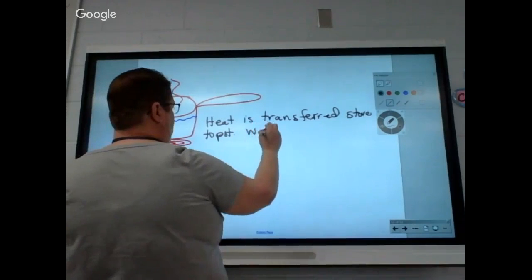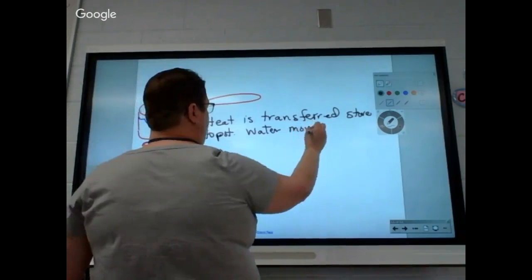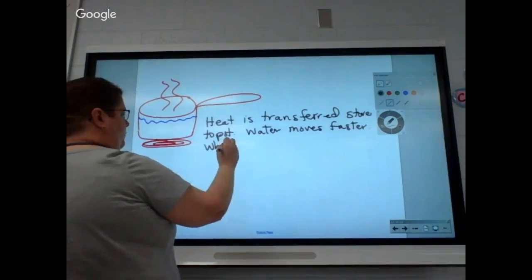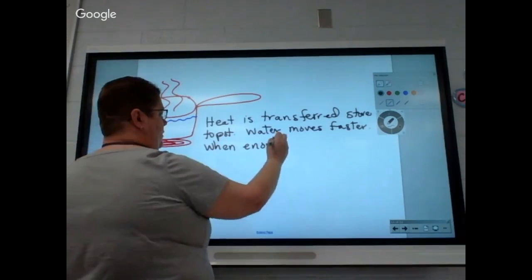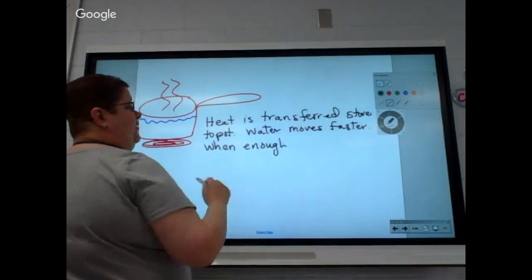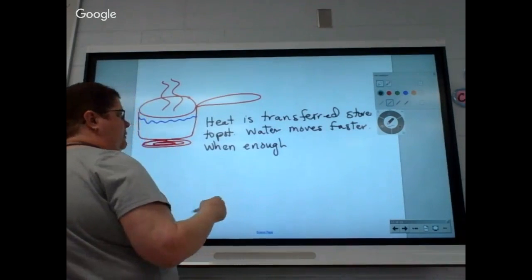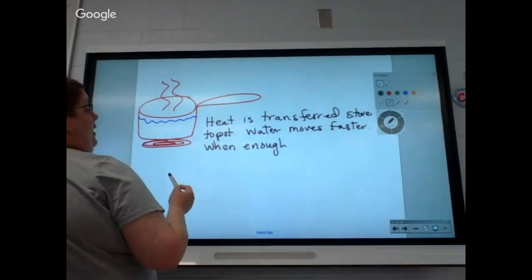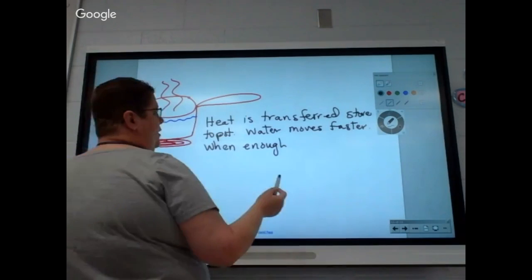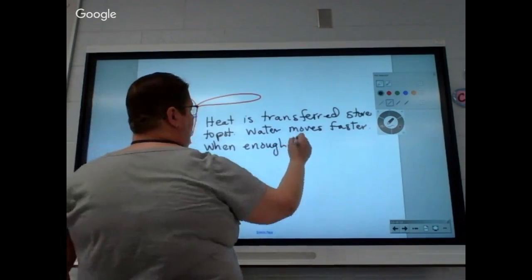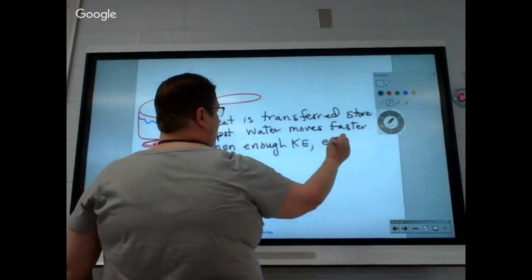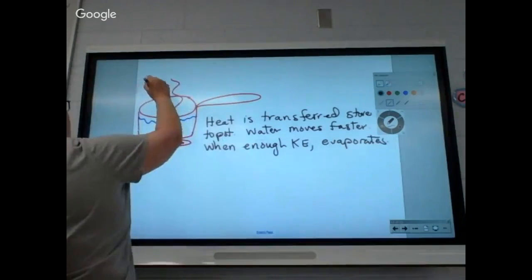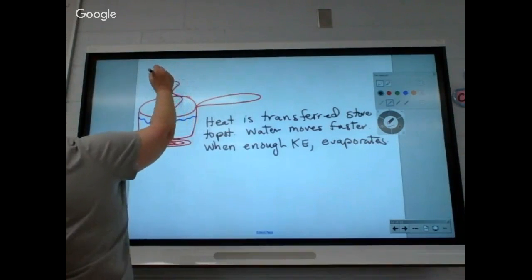The water moves faster. I left out some words because I'm trying to make this fit in space, so put in the extra words. Water moves faster when enough kinetic energy, it evaporates. Okay? So we wind up with gas molecules up here, right?